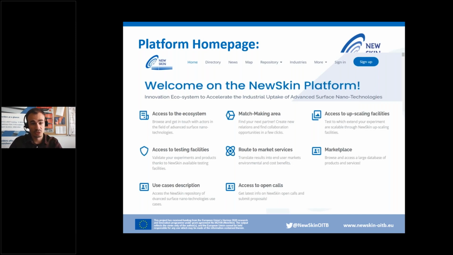In the platform, we also intend to present all the use cases that have been done in the framework of the NewSkin project. We described some of these use cases in the previous presentation, and they will also be available on this platform. Finally, the platform will be the main channel to access and participate in the open calls, in order to have a chance to get free services worth up to 60,000 euros. I will describe these open calls later in this presentation.